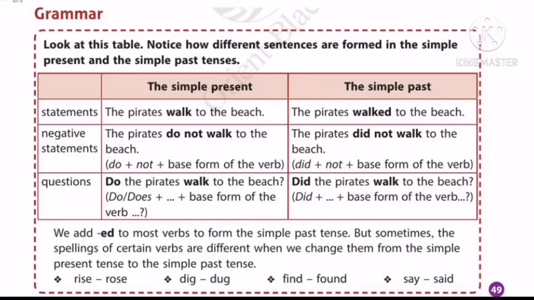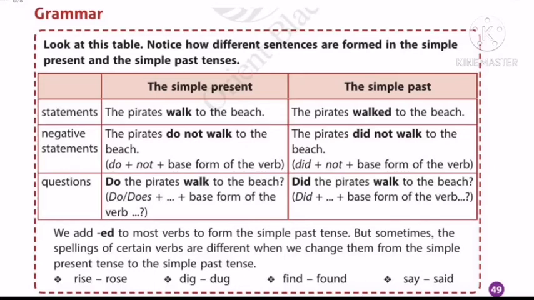Now let us see how we can change this statement into negative. In simple present tense, the pirates do not walk to the beach. Here the pirates is the subject. It is plural. So we use do not. We use do not or does not. So the pirates do not, then the base form of the verb walk to the beach. Then in simple past tense, we'll use did not. The pirates did not walk to the beach. Here no matter whether the subject is singular or plural.